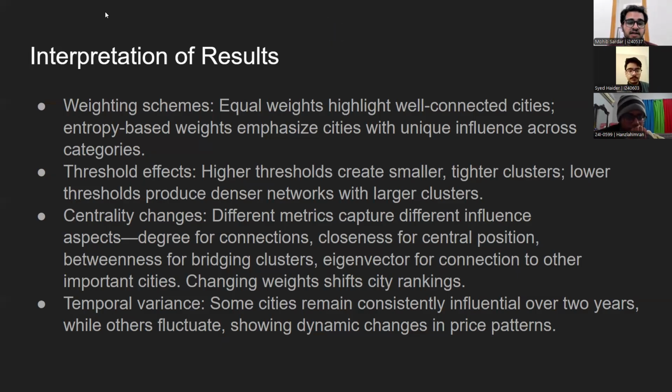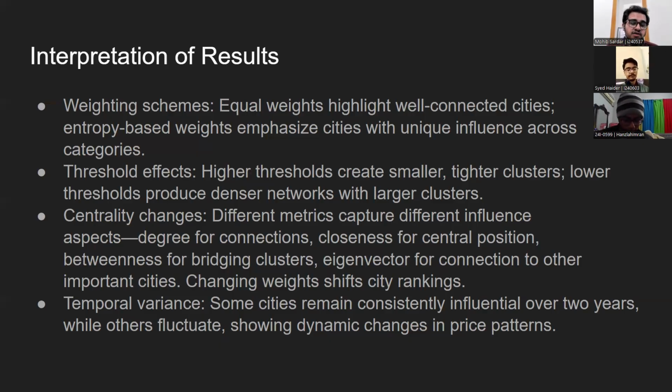As discussed previously, different weighting schemes have different impacts on the graphs that we get, or the information that we receive. For example, equal weighted graphs highlight well-connected cities, whilst entropy-based weights emphasize cities with unique influences across categories. Then we also have the threshold effects. Higher thresholds create smaller, tighter clusters, whilst lower thresholds produce denser networks with larger clusters, which implies that it's better to use thresholds of higher values so we can get better analytical data to show our results with.